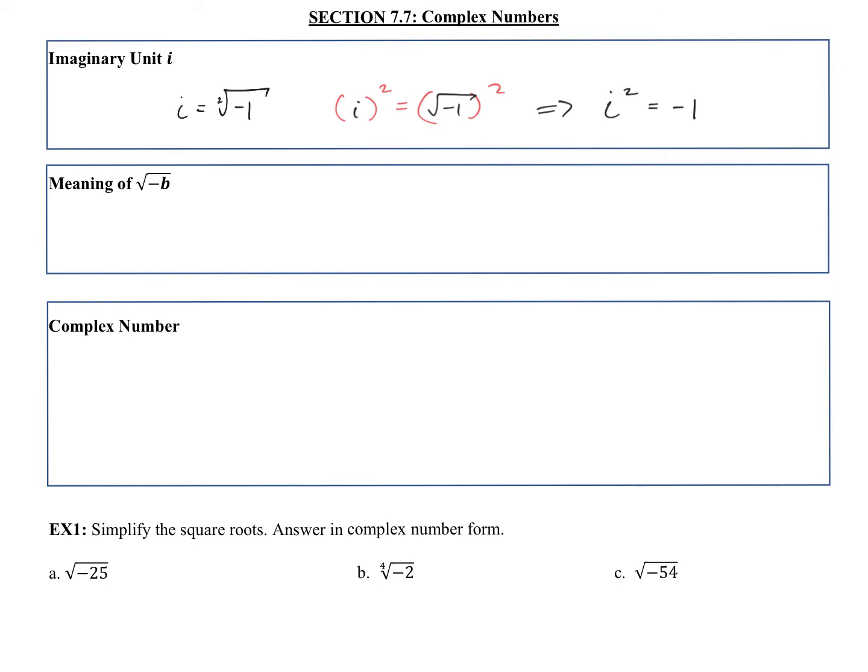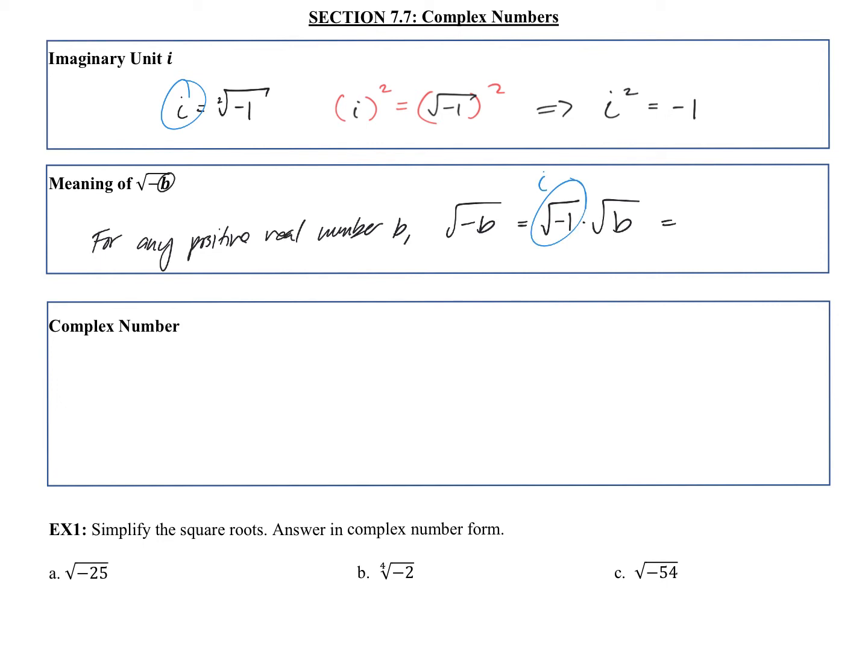So the meaning of the square root of -b, for any positive real number b: the square root of -b equals, and what we do is we're simplifying it. We know that the square root of -b is the same as the square root of -1 times the square root of b, and the square root of -1, if you remember, is i. So we can rewrite this as i root b.